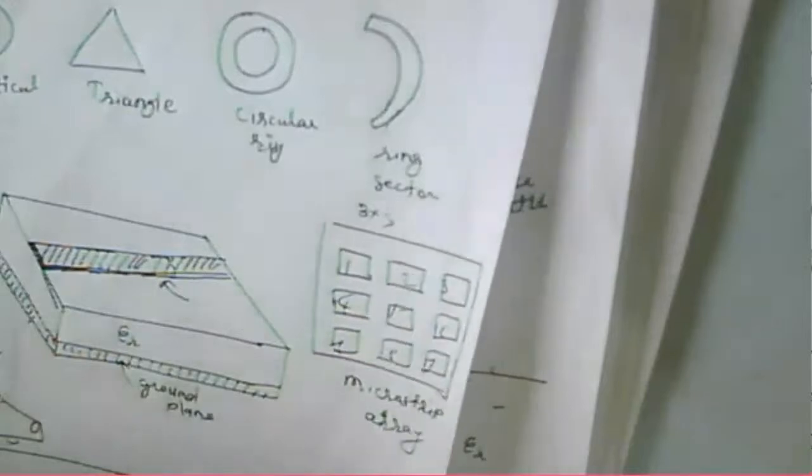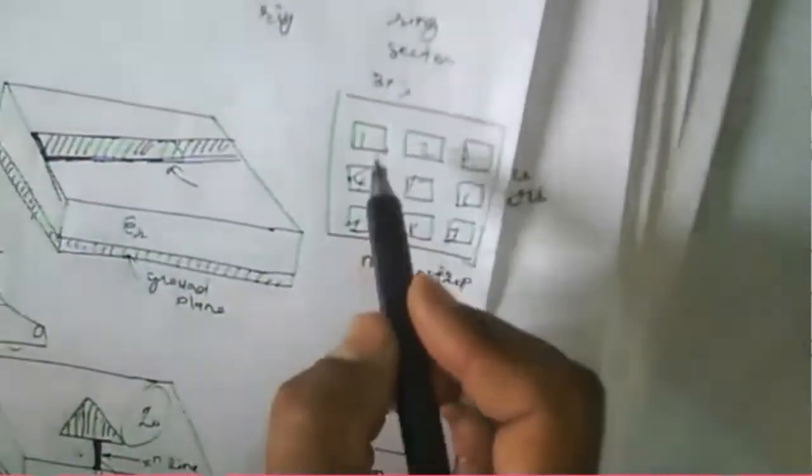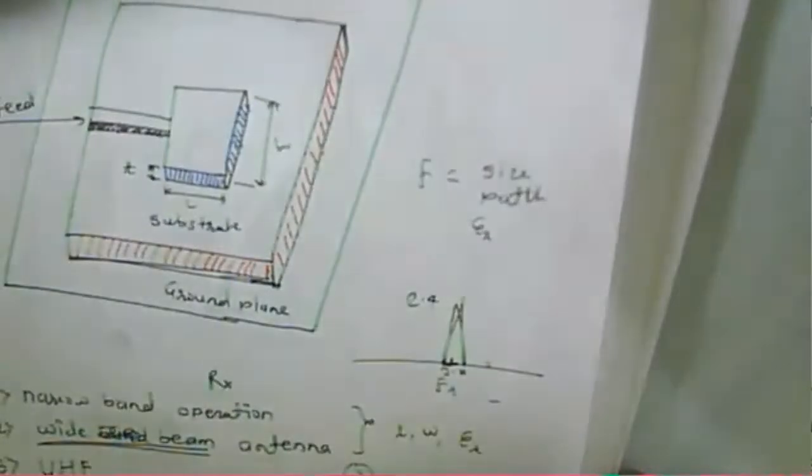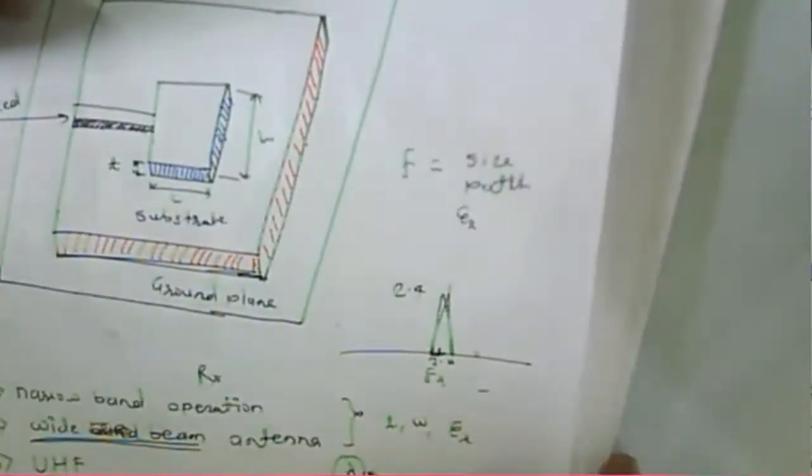All these 9 elements are used as radiators. All these elements are connected to each other. Now, through this microstrip line, how are they connected and how are they excited? That's why we need to learn about the design of this particular microstrip antenna.